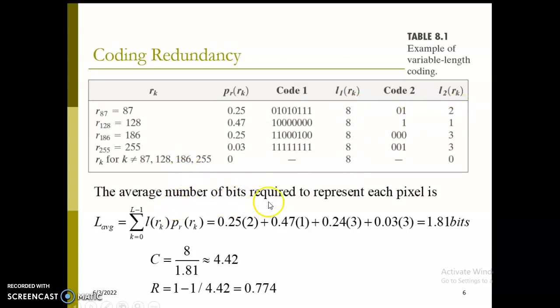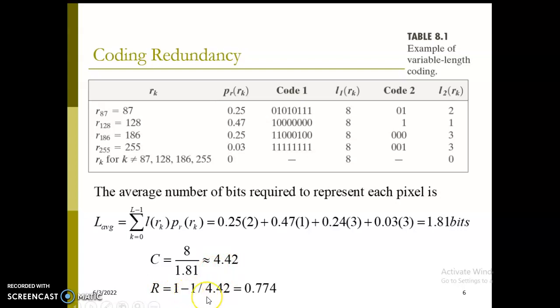The average number of bits required to represent each pixel is L average equal to summation of k equal to 0 to L minus 1, l of r_k, p_r of r_k, equal to 0.25 of 2 plus 0.47 of 1 plus 0.24 of 3, plus 0.03 of 3 equal to 1.81 bits. C equal to 8 by 1.81, approximately 4.42.